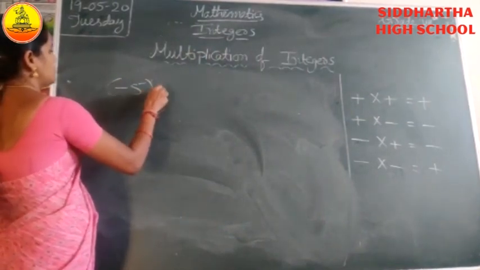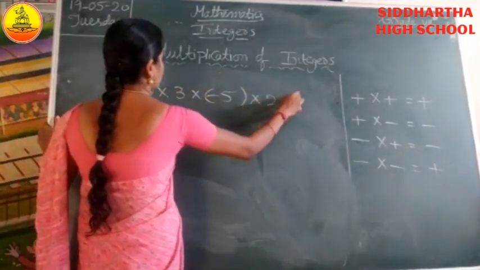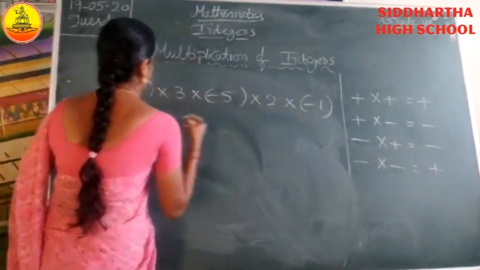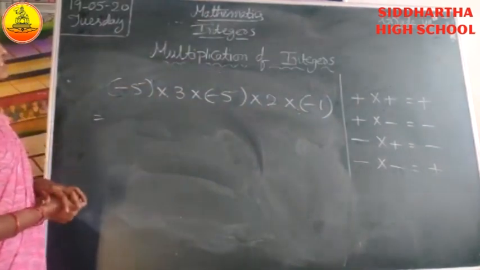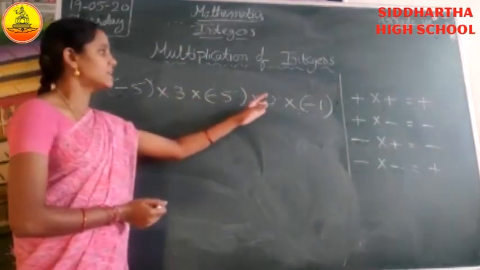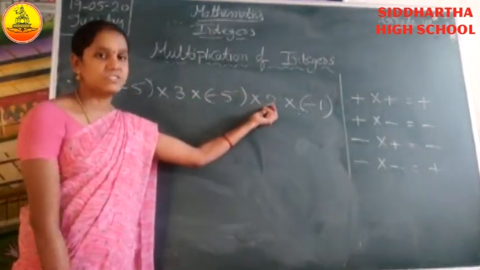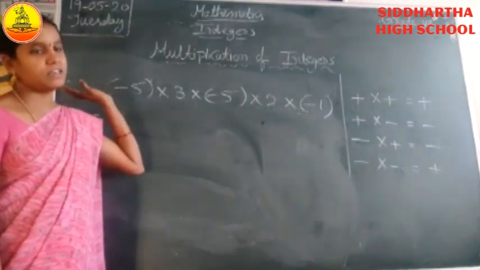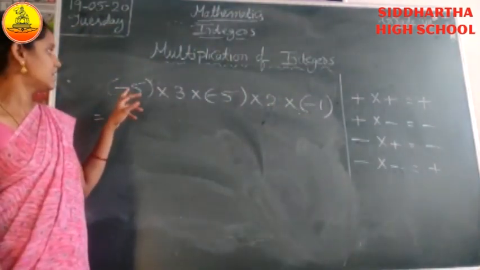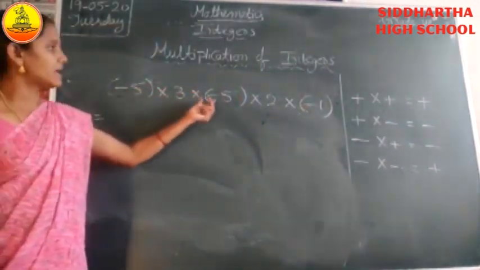Minus 5 into 3 into minus 5 into 2 into minus 1. Will the result be positive or negative? We can say easily, because there is no need to consider the positive numbers, since the product of positive integers is always a positive integer. We check only the negative integers. How many negative integers are there here? 1, 2, 3. Here we have 3 negative integers.